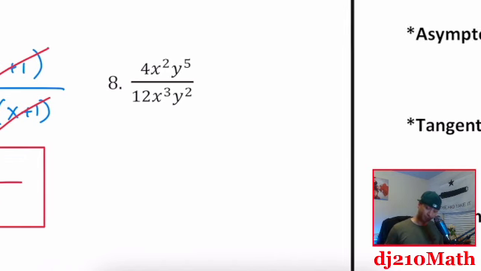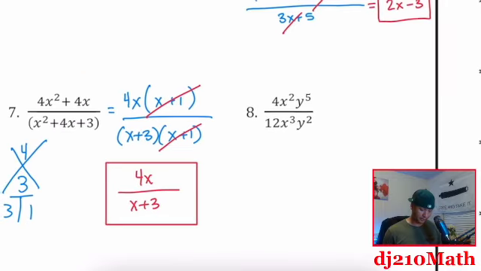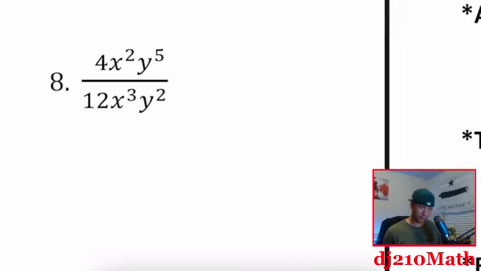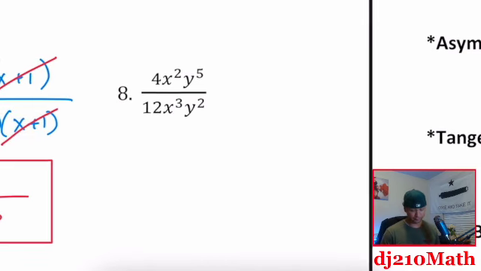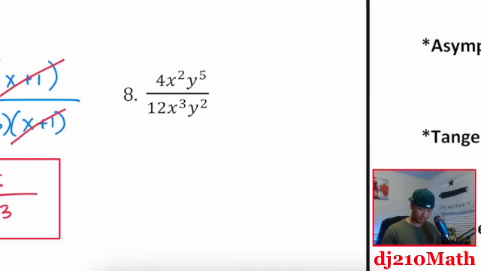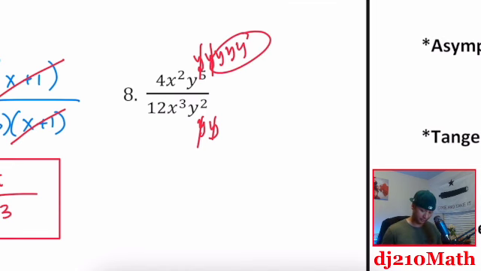Number 8. So here, nothing's being added or subtracted. Everything's being multiplied. So technically everything is factored already. So can we simplify? There's 5 y's in the top, 2 y's in the bottom. So what this is saying is that I can cancel out 2 from the bottom and 2 from the top, and that leaves behind 3. So y cubed is left over.